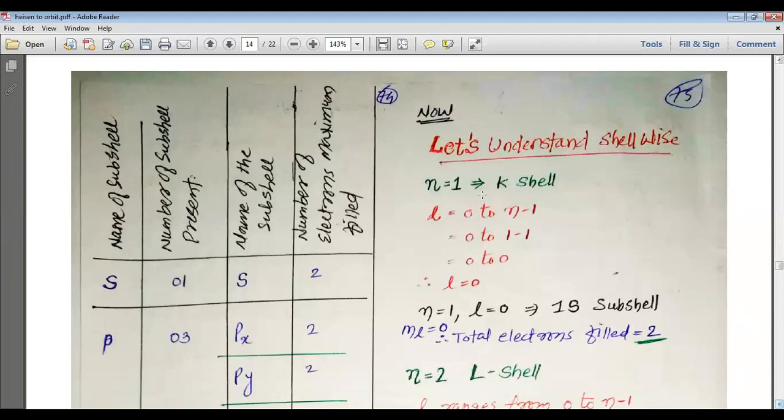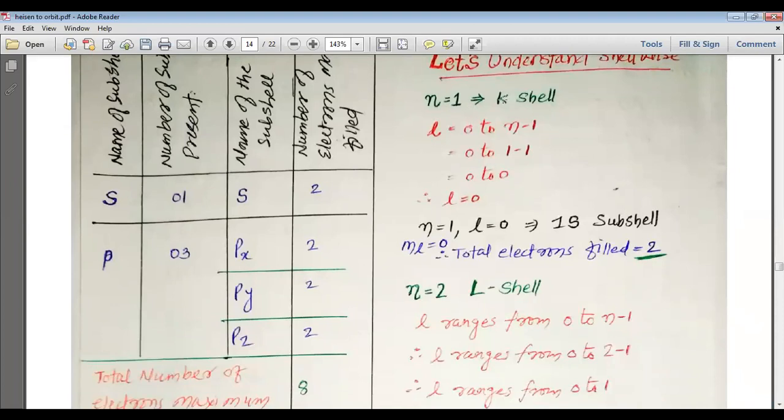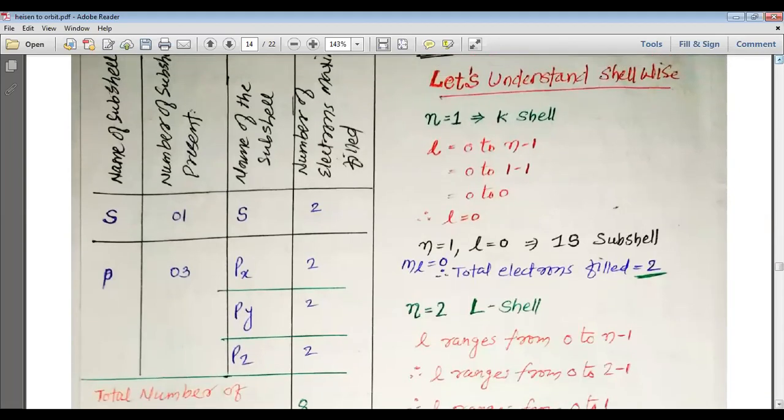See, yesterday we studied the quantum numbers and how we can calculate them. So we know that we have four quantum numbers: n, the principal quantum number; l, the azimuthal quantum number; and ml, the magnetic quantum number. And today we are going to study ms, which is known as the spin quantum number. But then how do we calculate the values for all of these? So let us look into it shell-wise.